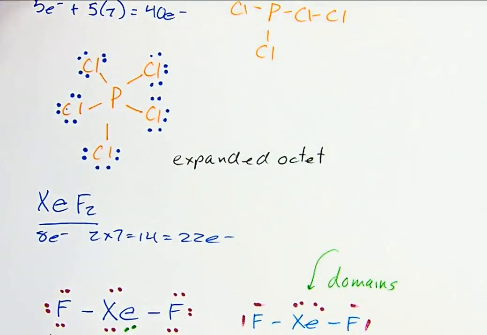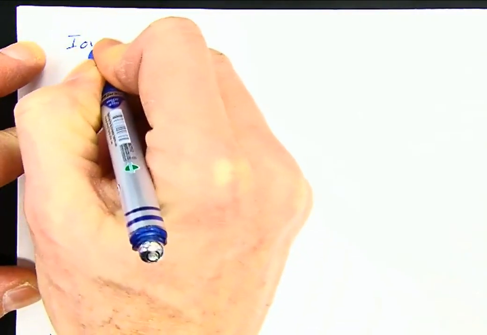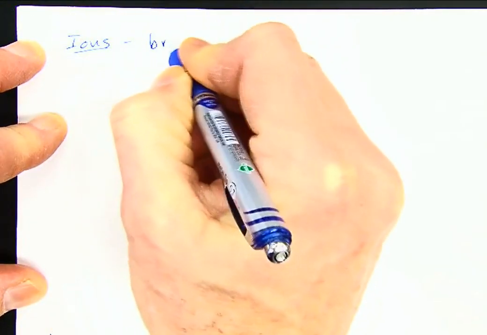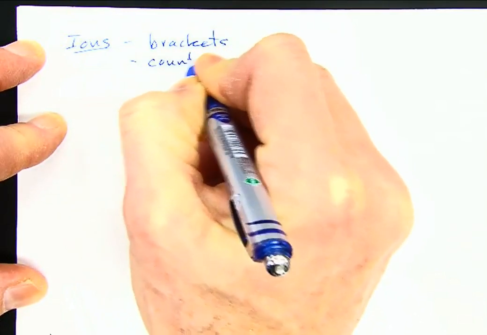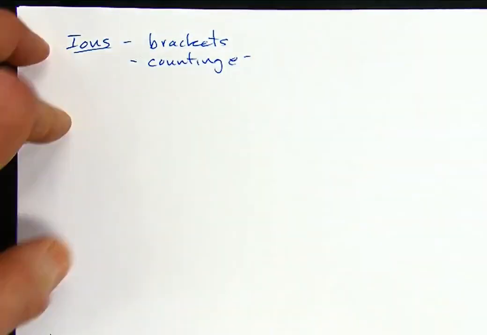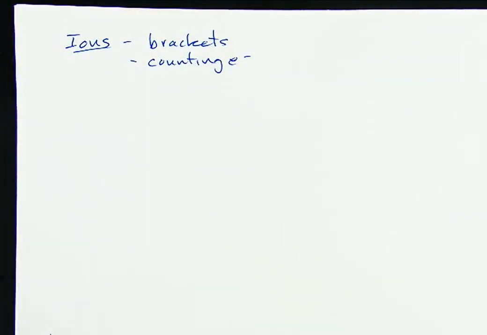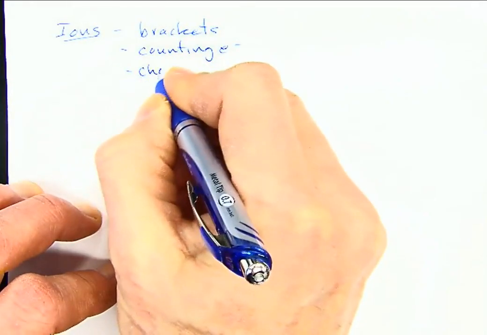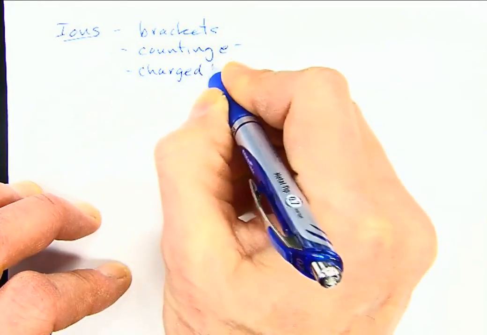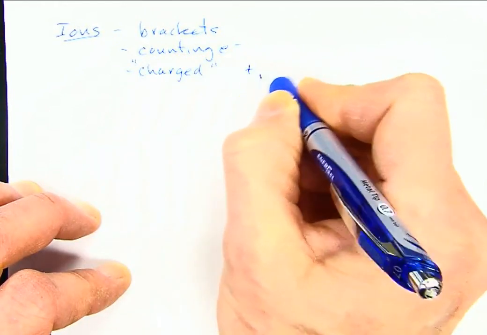Okay, let's look more closely now at something called ions. There are some special conditions when we're talking about ions. Generally, the idea is that you use brackets. And then counting electrons is a little bit different when you're dealing with ions. So what are ions? Ions are charged particles, pluses or minuses, basically. That's all you need to know.